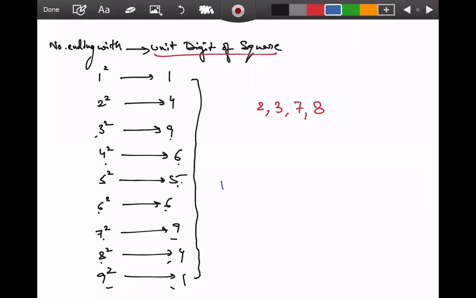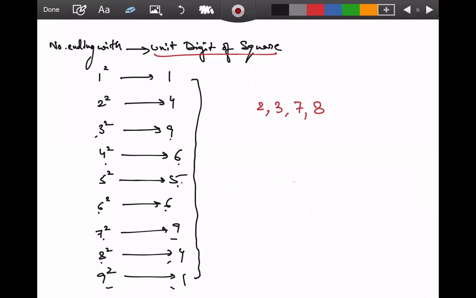Also, suppose I have 10 square, the answer is 100. If I have 100 square, the answer has 4 zeros. So in a perfect square, I will always have an even number of zeros at the end. Means 2, 4, 6, 8, 10. Can I have 3 zeros in a perfect square? Not possible.